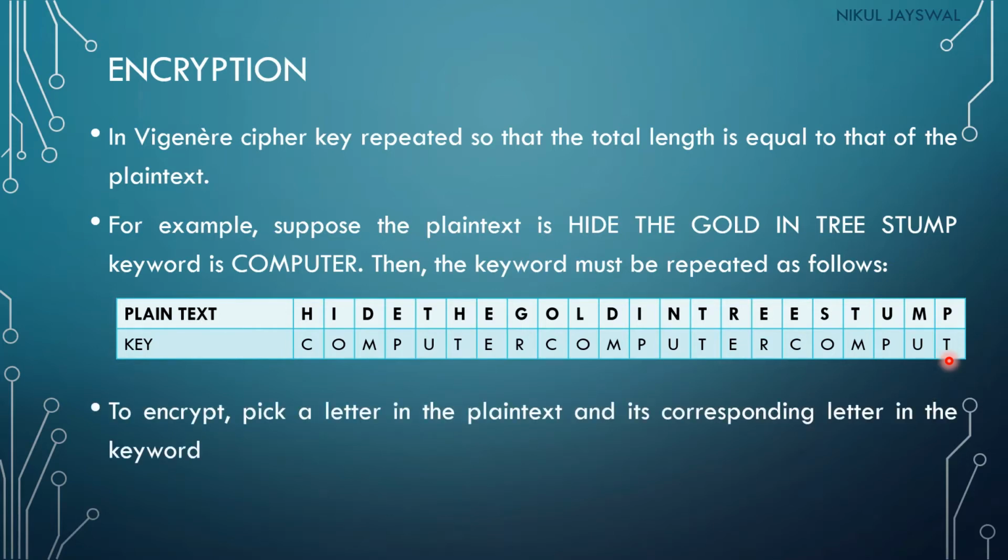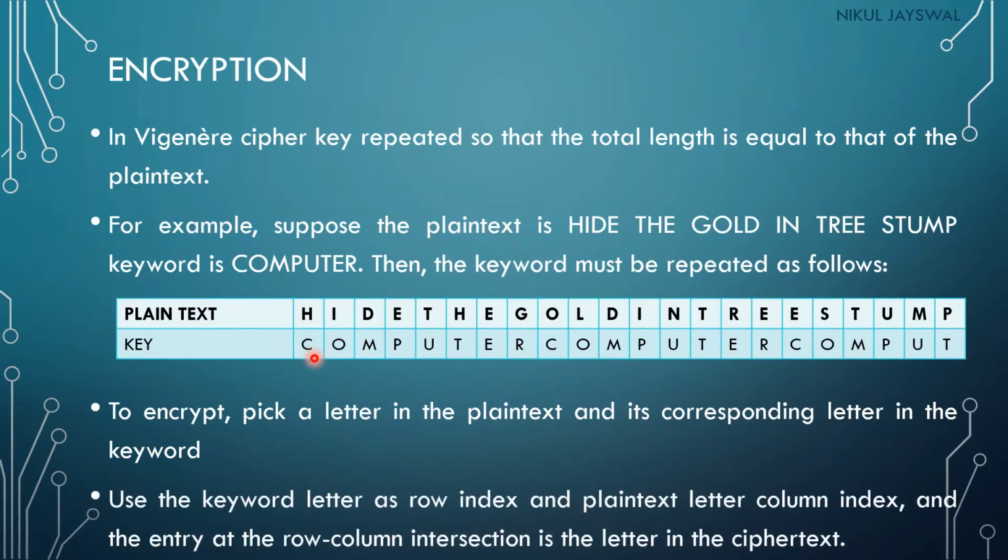So to encrypt, pick a letter in the plain text and its corresponding letter in the keyword. So for the encryption, we will take the first character from the plain text, we will take the first character from the key, and we will encrypt this plain text with the help of the key by using that table. So use the keyword letter as a row index and the plain text letter as the column index, and the entry at the row-column intersection is the letter in the ciphertext. So let's see how we can perform the encryption.